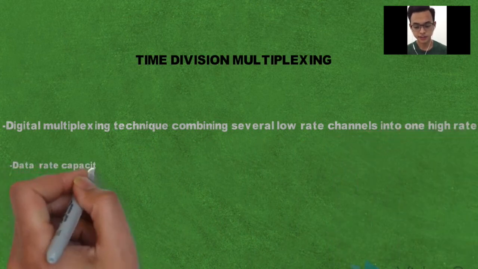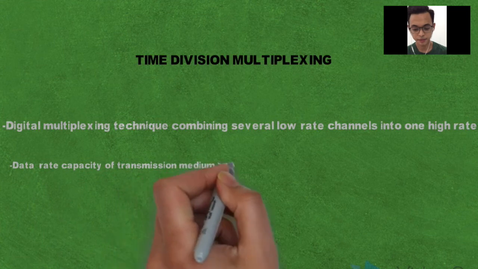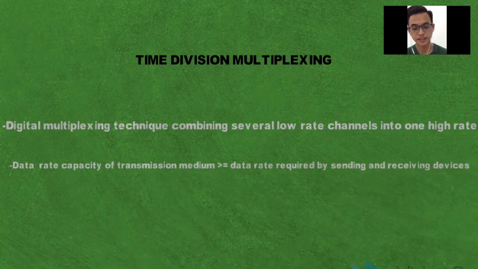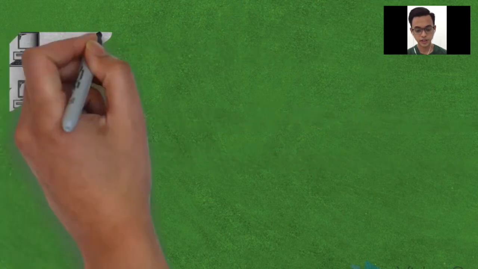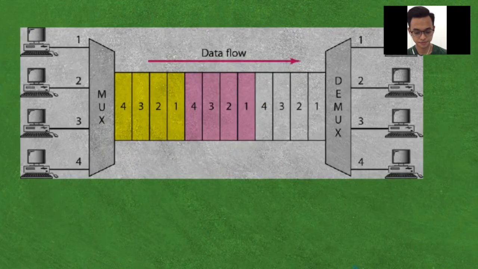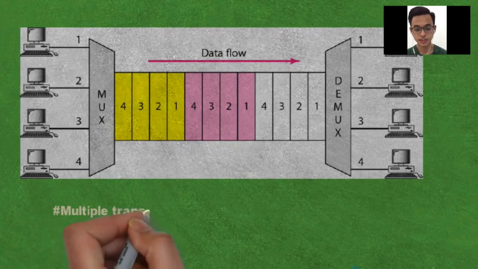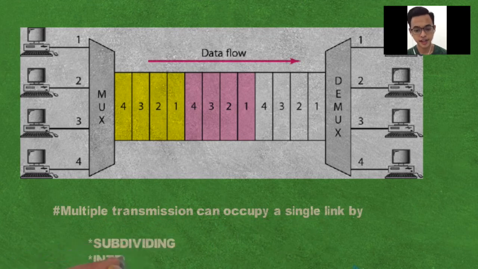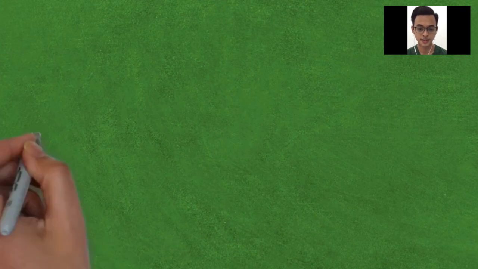TDM is also a digital process, used when the data rate capacity of the transmission medium is more than the data rate required by the sending and receiving devices. Look at the diagram. Mux is a sender and Dmux is a receiver. So, multiple transmissions can occupy a single link by subdividing and interleaving into portions.